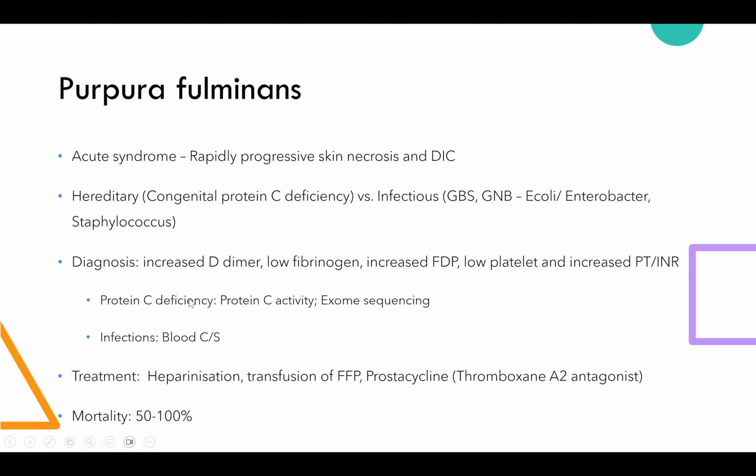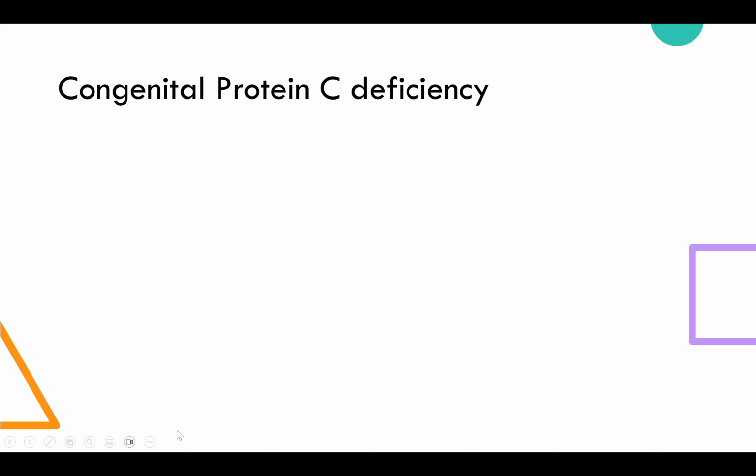In case of congenital protein C deficiency, they present as a DIC-like picture: increased D-dimer, low fibrinogen, increased fibrin degradation products, low platelets, increased PT INR. For proving protein C deficiency, protein C activity or exome sequencing can be done. For proving infection, blood culture should be taken. Treatment, irrespective of the underlying condition, is heparinization, transfusion of FFP, and prostacyclin can be used. Mortality is almost 50 to 100%.